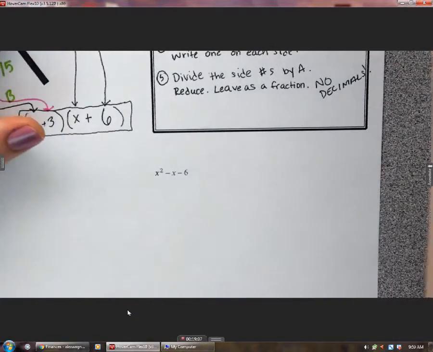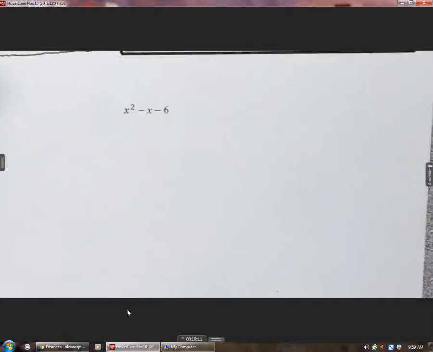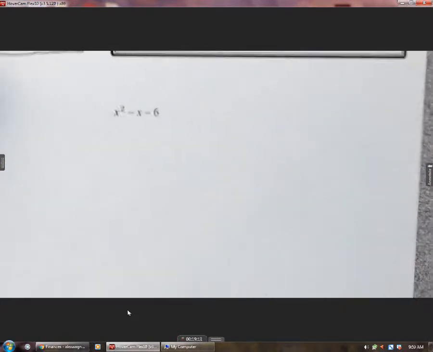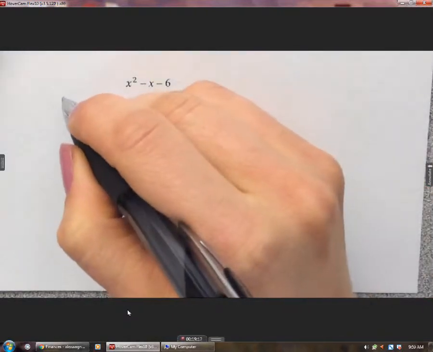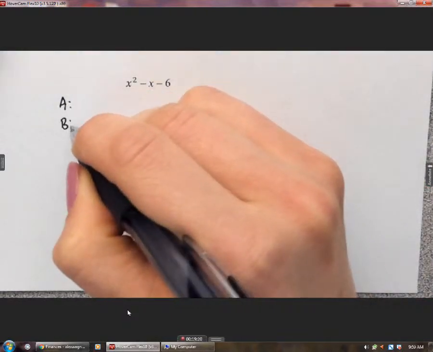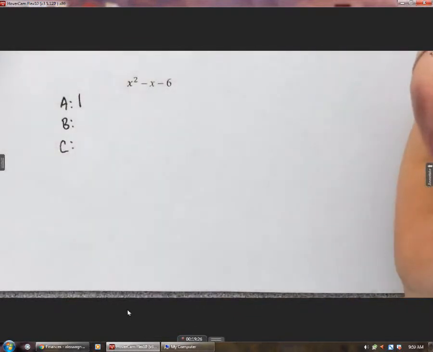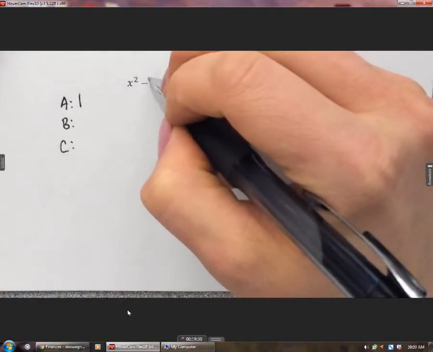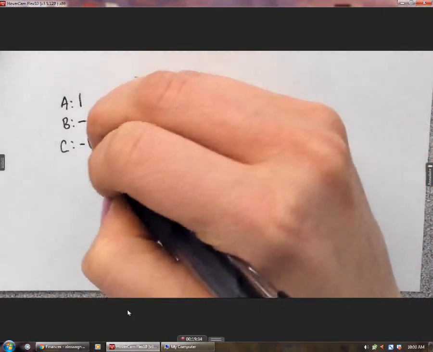All right, we're going to do one more example. Actually, we're going to do a few more of these. Here's my problem. I'm going to start by listing A, B, and C. What is my A value? 1. What's my B value? 1. Ooh, careful. Negative, because it's a minus. It's a negative 1. What's C? Negative 6.